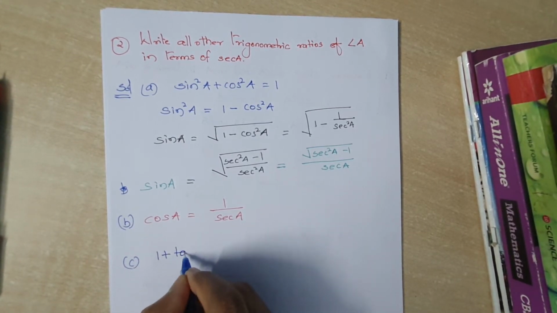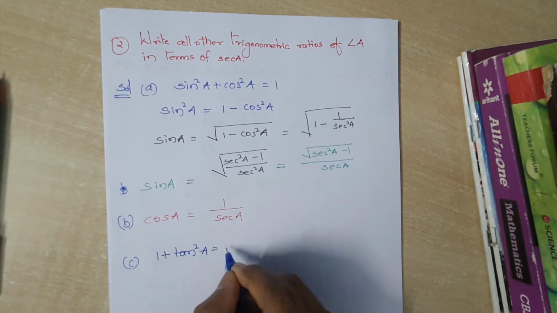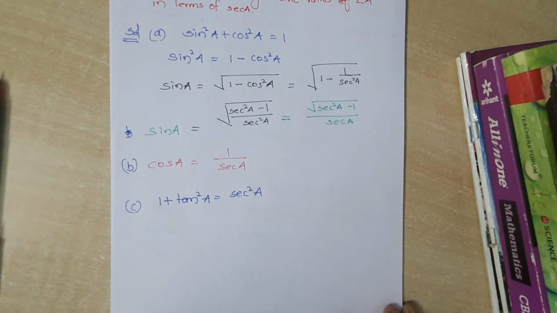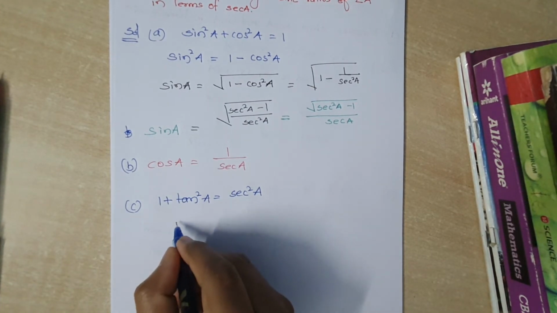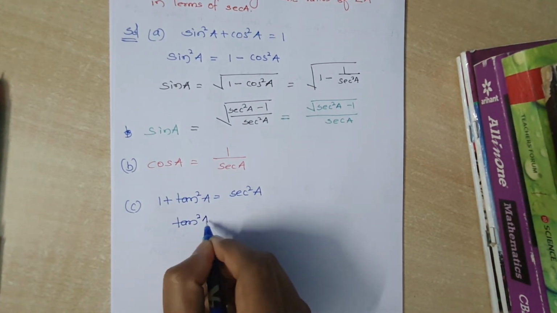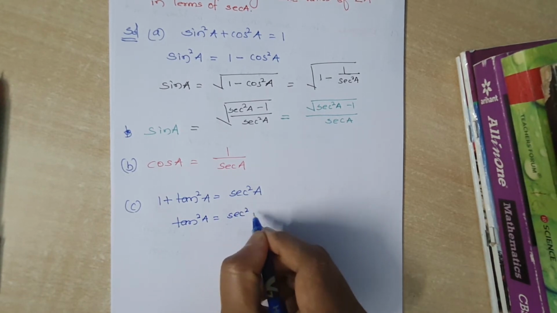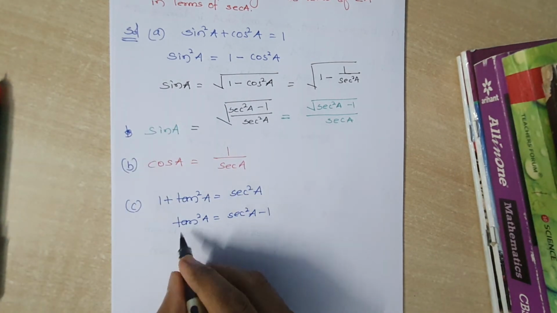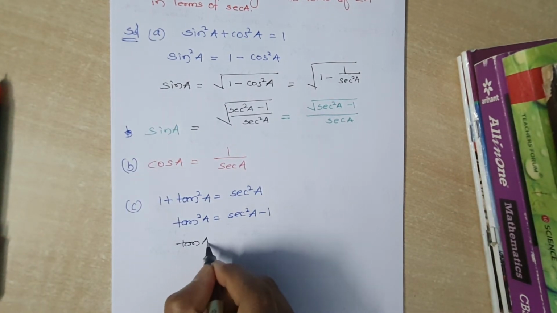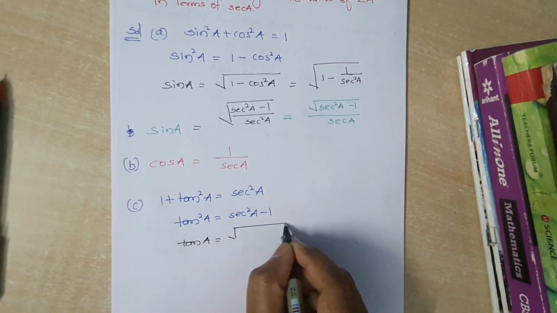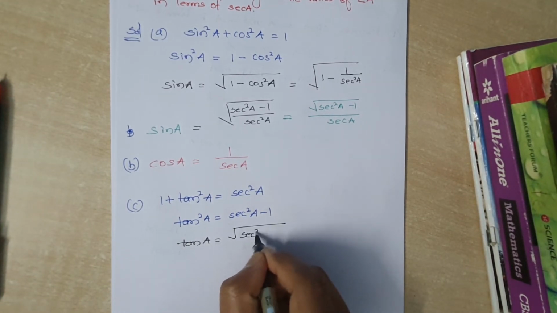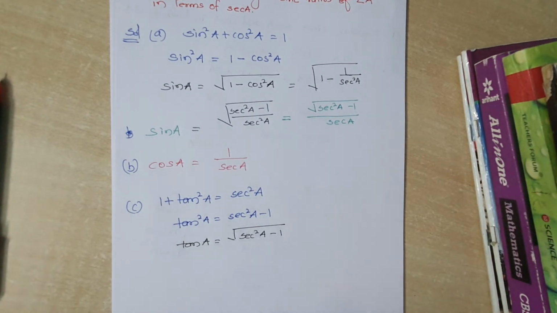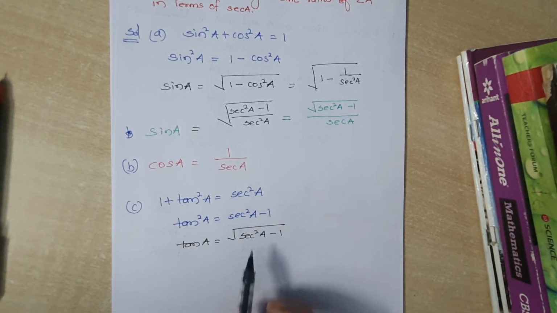One plus tan square A is equal to sec square A. So tan square A is equal to sec square A minus 1. So tan A is equal to the square root of sec square A minus 1. So we have expressed tan A in terms of sec.